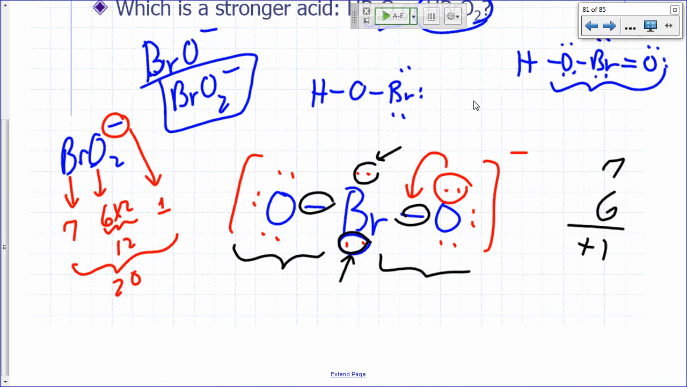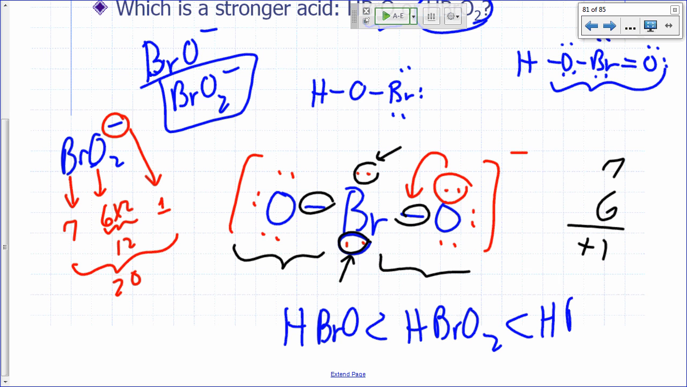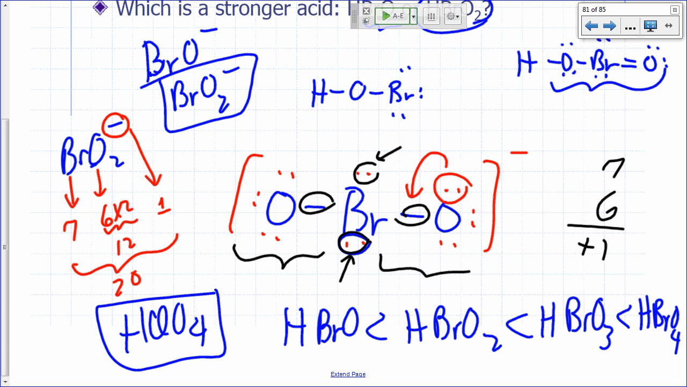A good way to remember this trend right here: you say HBrO is going to be weaker than HBrO2. It's going to be weaker than HBrO3. It's going to be weaker than HBrO4. A good way to remember this is to just remember that HClO4 is one of the 6 strong acids, perchloric acid. And all the other acids then, so HClO, you would expect is weak, right? So it's weaker than HClO4.